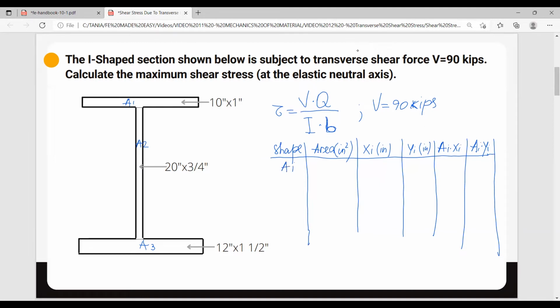So area number 1. Let me grab my calculator and move on. So area number 1, 10 times 1 is going to be 10 inches squared. In order to calculate the centroid, we have to start by choosing an arbitrary datum. So I'm noticing that in this direction, the shape is actually symmetrical. So I will go straight to the middle. There you go. Here, and then this is going to be my x.